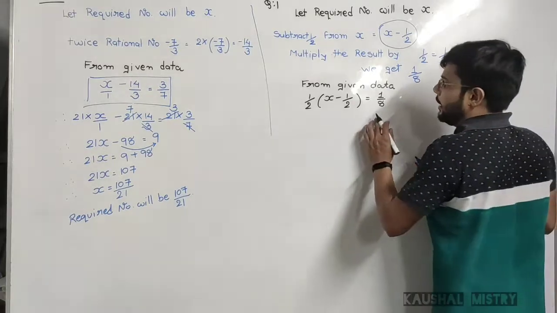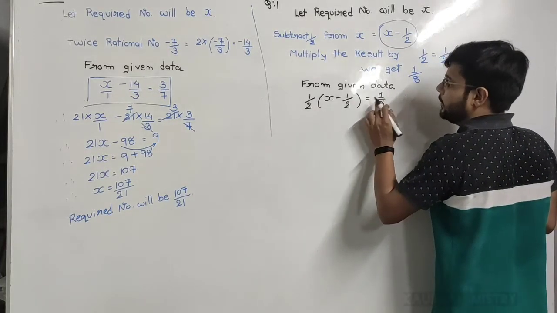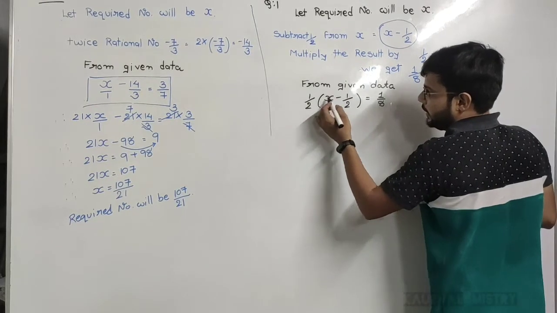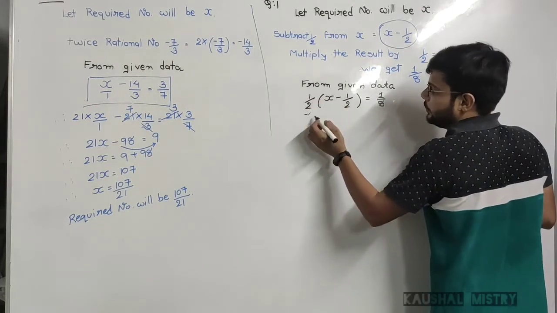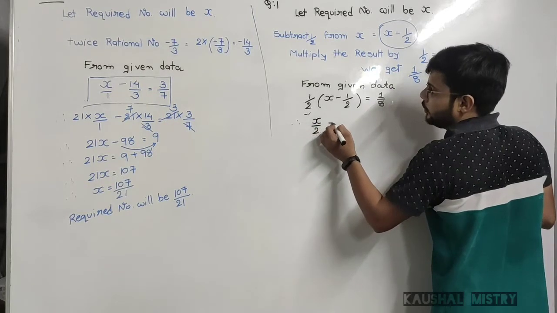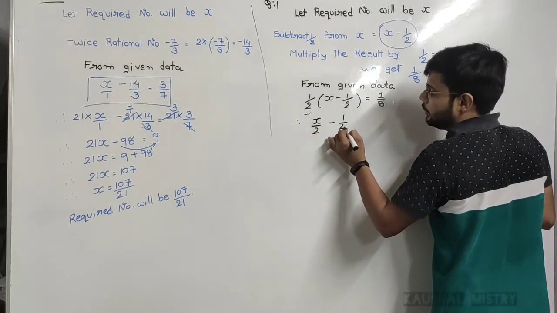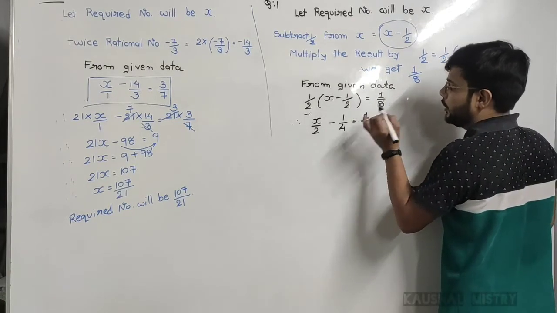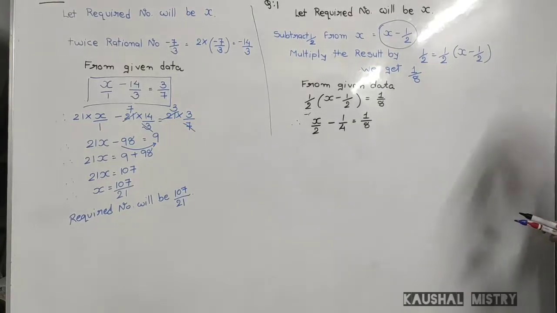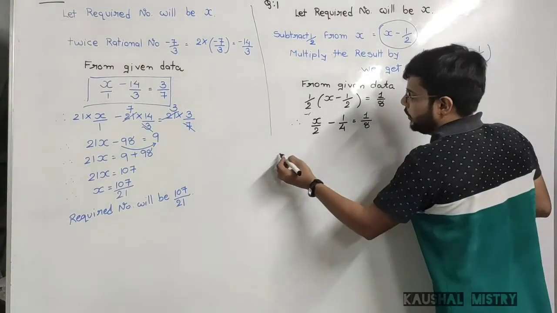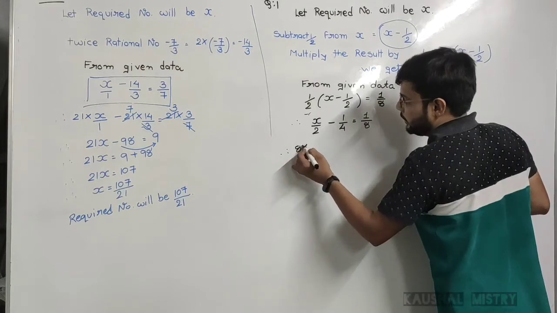So now as you can see that we will multiply 1 by 2 in these two terms. So x multiplied by 1 by 2, that is x by 2. 1 by 2 multiplied by 1 by 2, it is equal to 1 by 4, that is equal to 1 by 8. Now if we take the LCM of 2, 4, 8, that will be 8. So we have to multiply all the terms by 8.